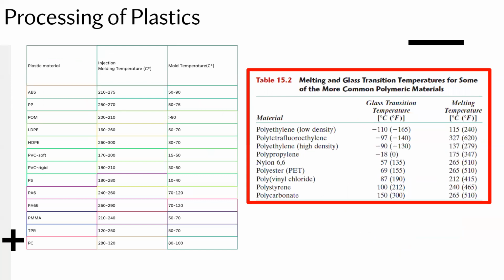So what's the perfect temperature to process a particular type of polymer? On the right hand side is a table that you are already familiar with. It's the glass transition versus melting temperature.